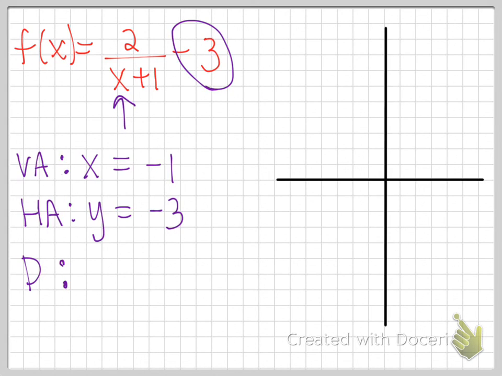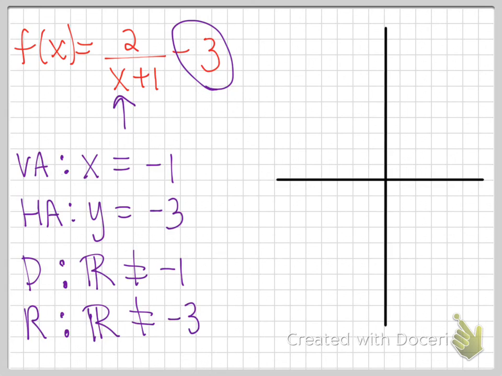Domain goes along with the vertical asymptote again, so it's everything except for negative 1. And the range goes with the horizontal, which is all real numbers except for negative 3. So I'm going to highlight my x equals negative 1 as a vertical line here. And my y is down 3, so that's my y. Again, go to your calculator, graph it accurately to see where it is. But for this video, it's going to look something like this.